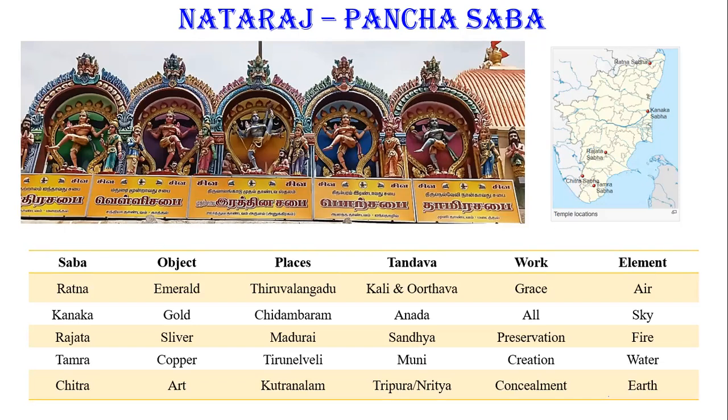So let us see how it is. This is called Panchasabha. Sabha means hall. Wherever he performed the dance, it is called a Sabha. The first Sabha is Ratna Sabha, the Emerald hall. It is in Tiruvalangadu. The Tandava of Kali and Urdhva Tandava.